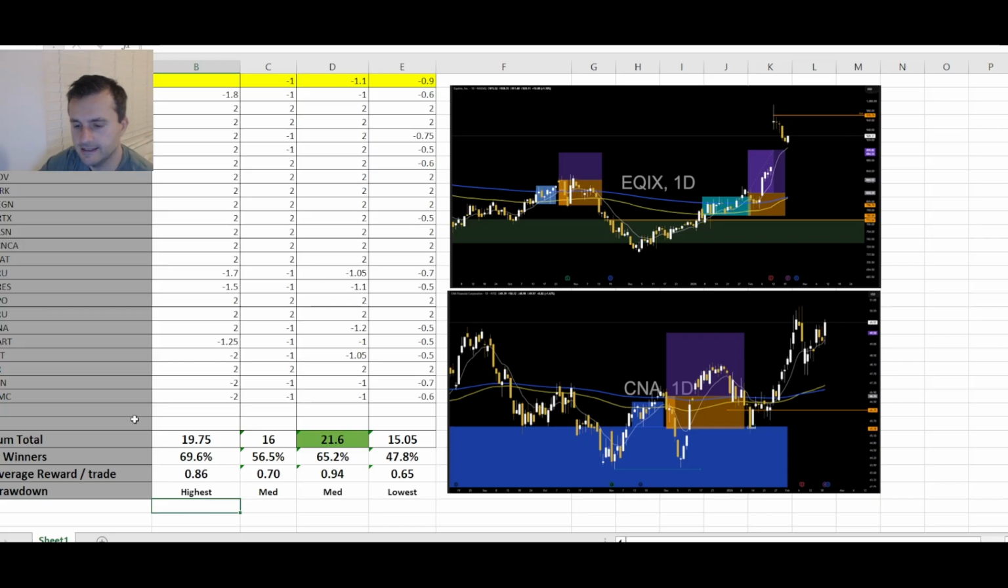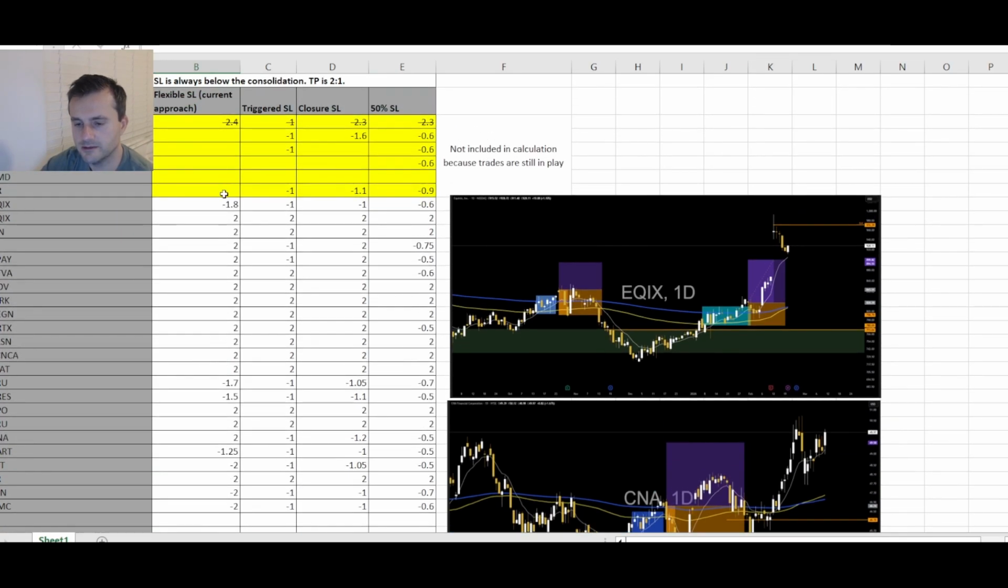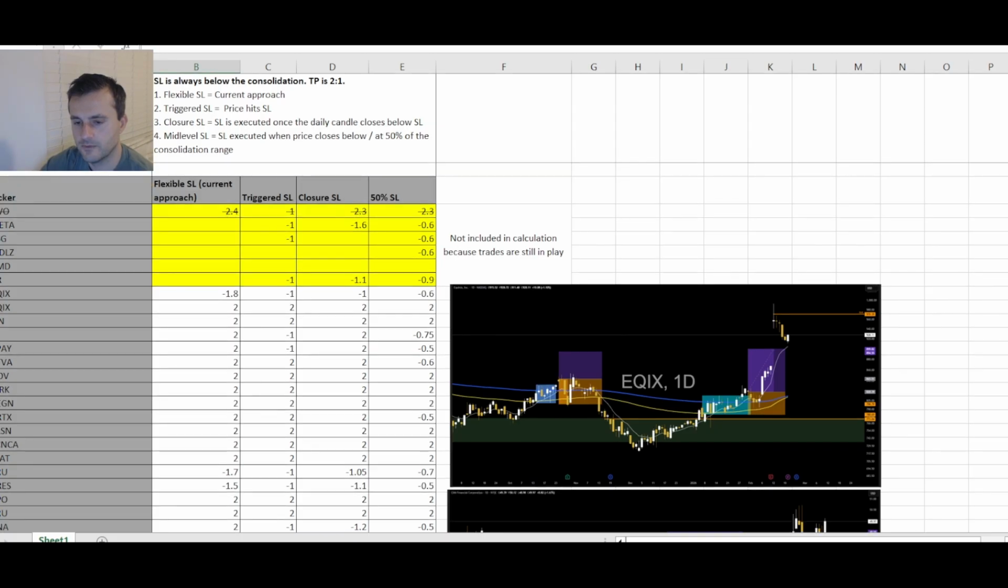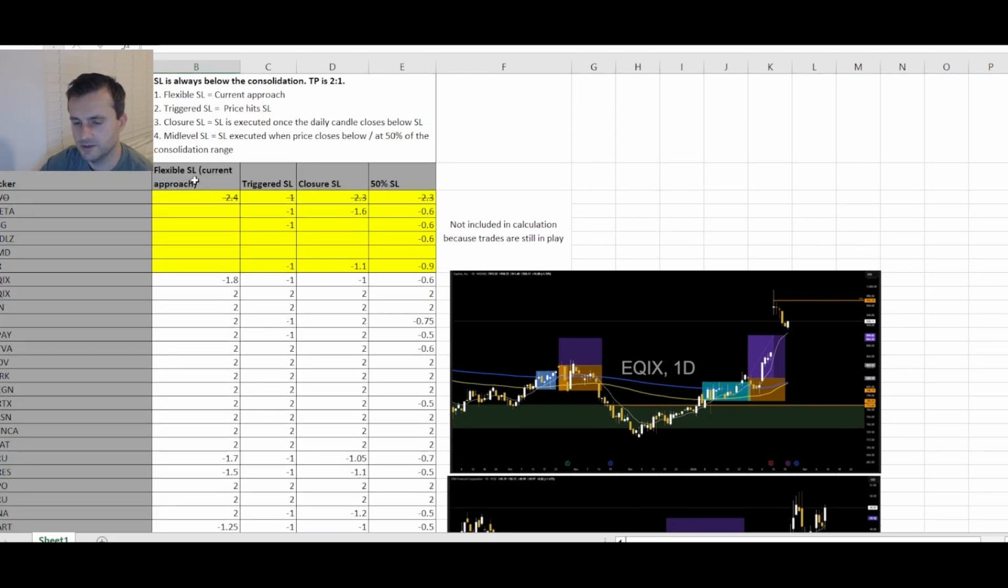Okay, so as I mentioned, there are 4 methods. You can pause the video and take a look at what all of these actually mean. The first method is the flexible stop loss, which is very similar to the current approach that I follow and that I talk about in my videos. What it means is that I don't exit right away when the stop loss is hit. I actually wait for the price to develop. I'm really looking for a structure to see whether the price wants to move higher or lower.